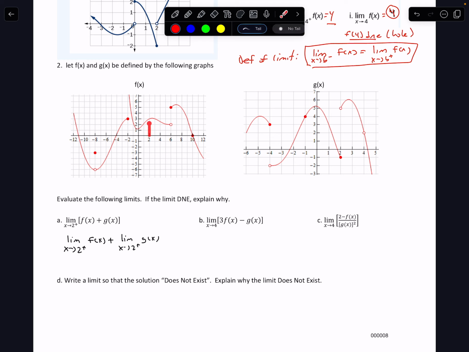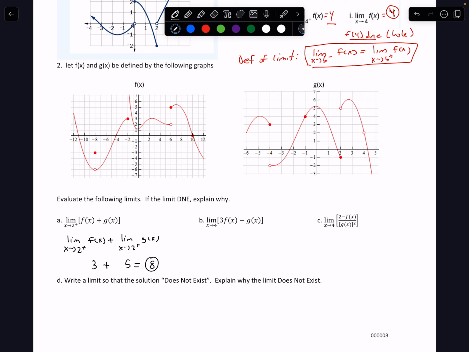Here's x equals 2. From the right side, f of x looks like it's approaching 3. So I can say that this is 3 plus. Now g of x, same thing, here's 2. But be careful, the actual limit does not exist. But from the plus side, the right side, it looks like we're approaching 5. So I'm going to put 3 plus 5, and that's going to give me 8.